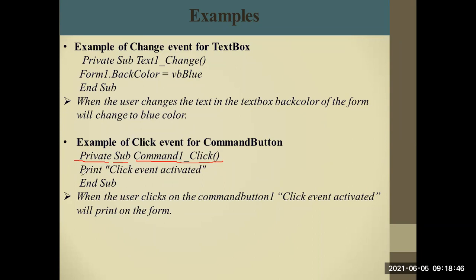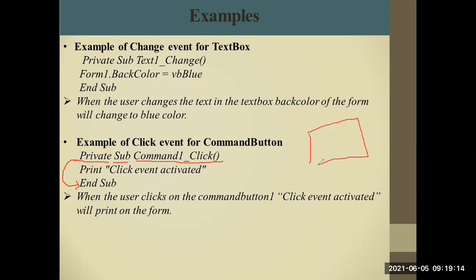Now I am displaying a message. What is this event doing? This event is basically displaying a message, click event activated. So here is a print function. Whenever the user clicks a command button, it will write, or print, a message in the form that click event activated.